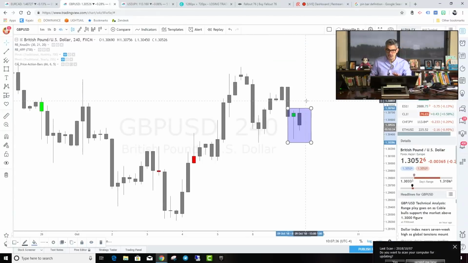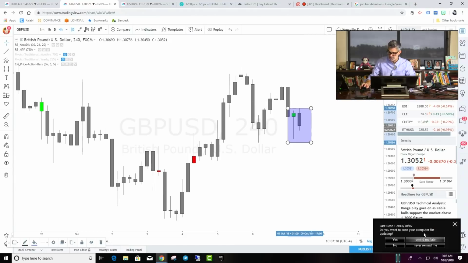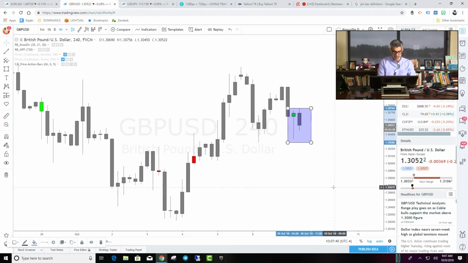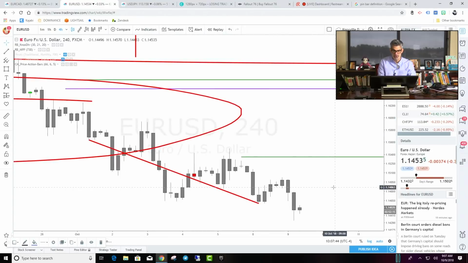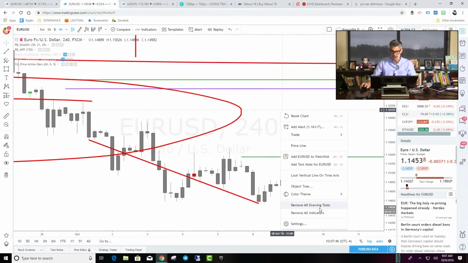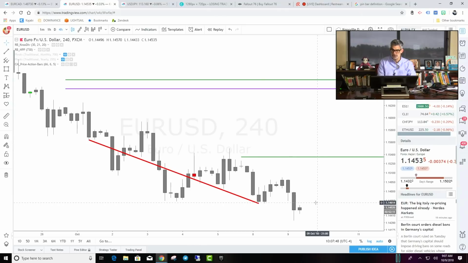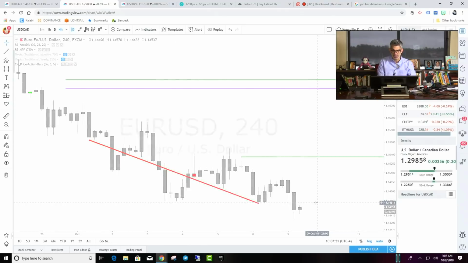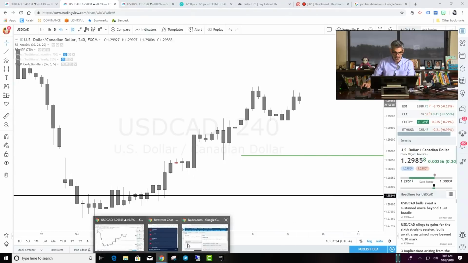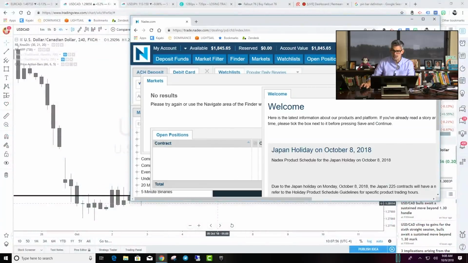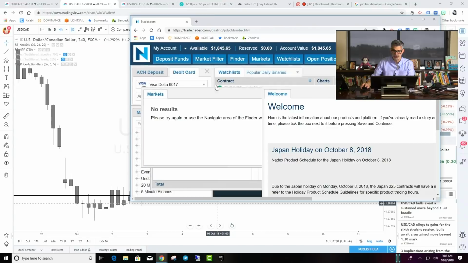But what I want to do now is look at a few other currencies, and see if any other pin bars are showing up on the charts. That's the Euro, US dollar, Canadian dollar. So I think we've covered most of the ones that I would look at, and the only one that I really saw was the British pound.